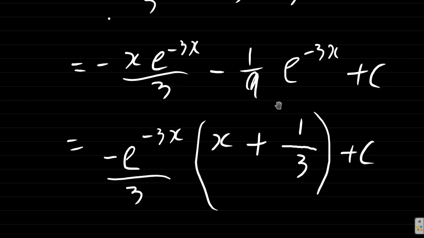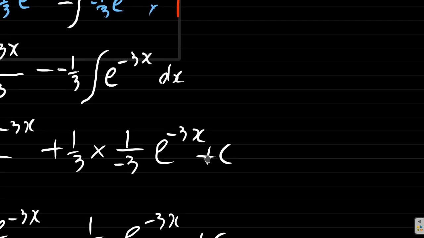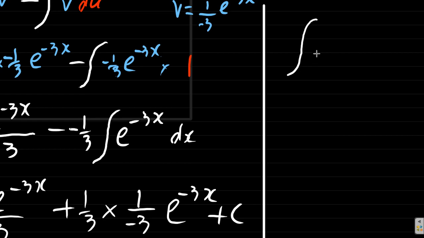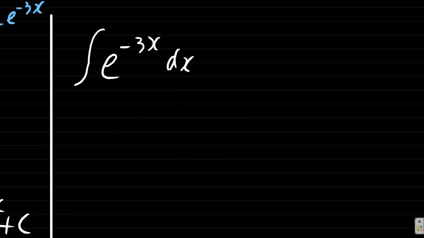Now before we finish off, let's look at what we had up here. I had said the integral of e to the negative 3x is negative 1/3 e to the negative 3x. Let's take a look at that statement. We want to find out what is the integral of e to the negative 3x dx. Okay, so what happened here is this.